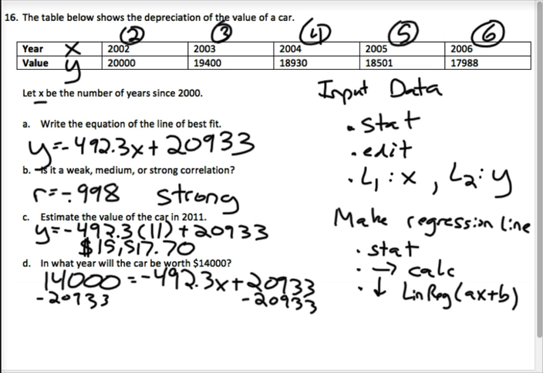So you get negative 6,933 equals negative 492.3x. And we're going to divide by that negative 492.3. And that is going to give me about 14.08 equals x.